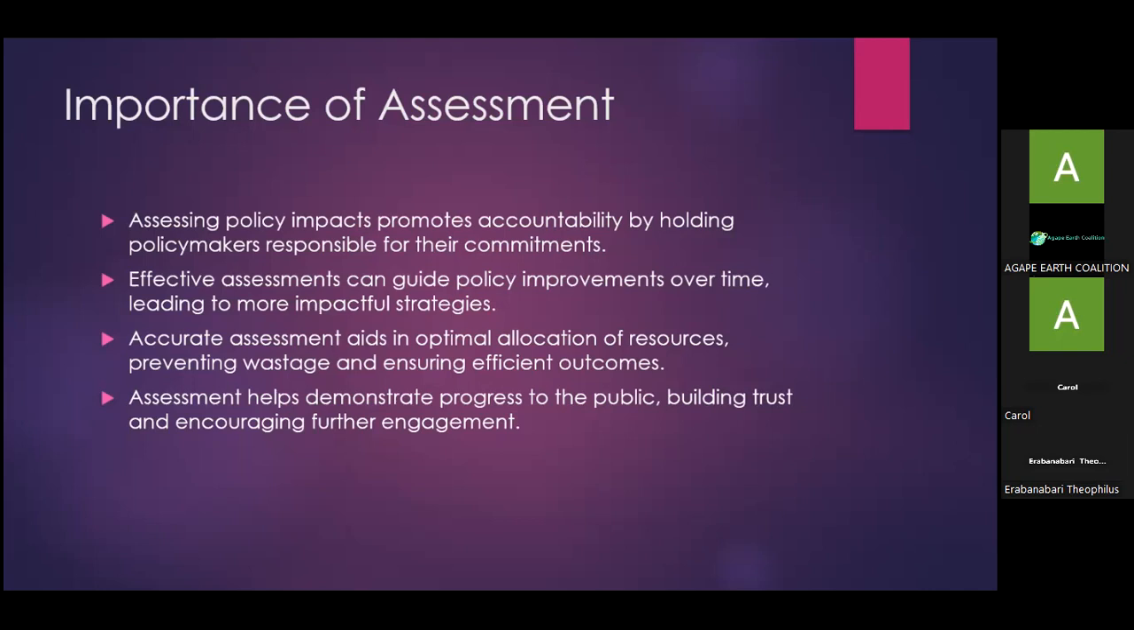And the effectiveness of assessment can guide future policy improvements over time as you will be analyzing your respective policies. It's important to note the gaps and improvements that need to be made so that you can advocate them accordingly and suggest respectively to your policymakers. It is also important to have accurate assessments to aid optimal allocation of resources, preventing wastage, and ensuring efficient outcomes, which is one of the key weaknesses that we have in our African countries.